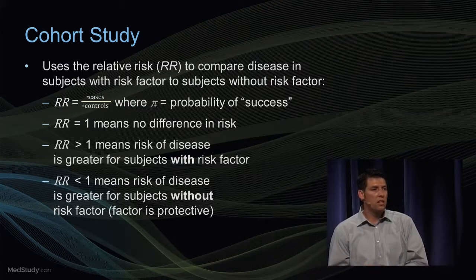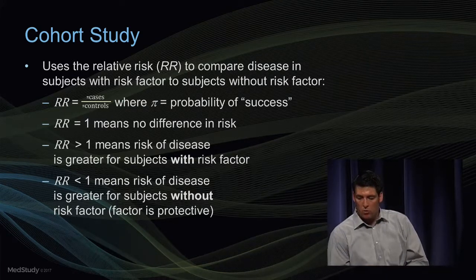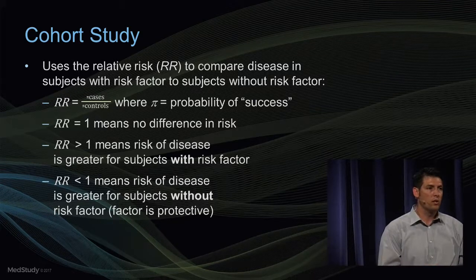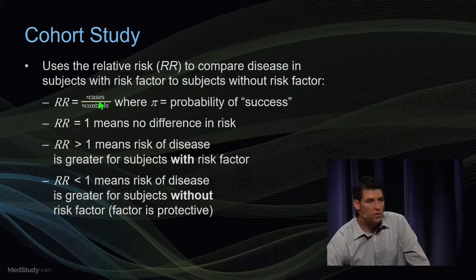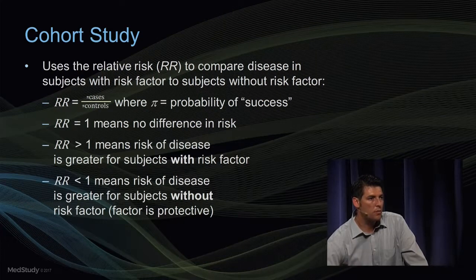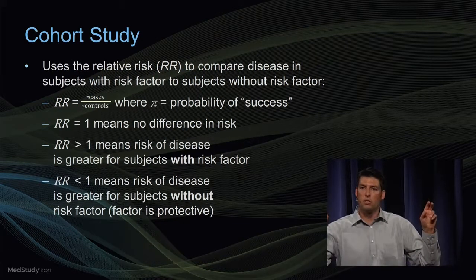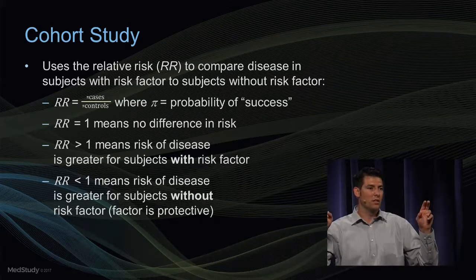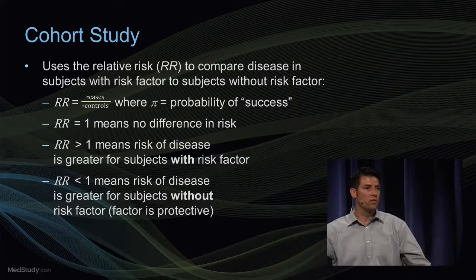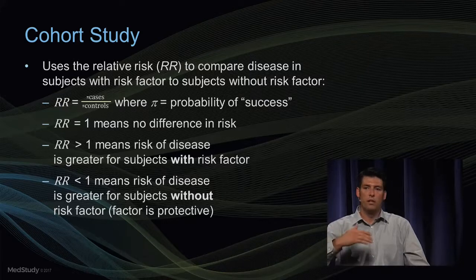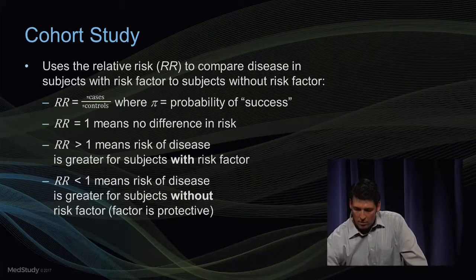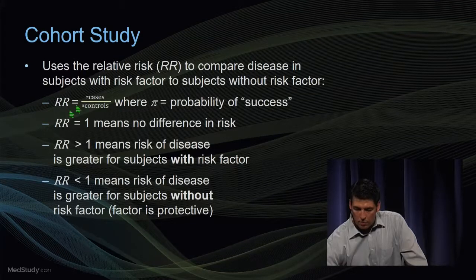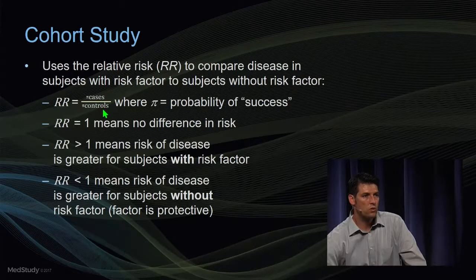This compares the disease in subjects with the risk factor to the subjects without the risk factor. The relative risk is simply the probability of success, with success loosely defined. Maybe success in some cases is the prevalence of cancer or obtaining Alzheimer's disease. So the probability of success in the cases over the probability of success in the controls.